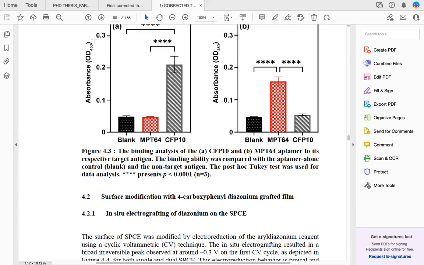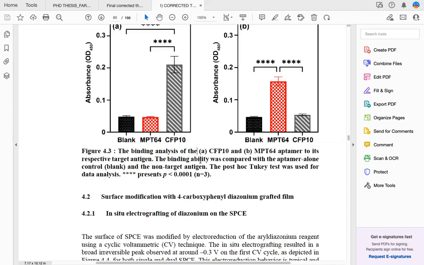The y-axis, the units must be clearly written. This is unacceptable if you don't do it, even though it's a short thesis whatsoever. Now we look at the caption. If you have A, then you put A, and the way that you write is also very important to make it clear that this is for CFP10 and this is for aptamer to its respective target antigen.